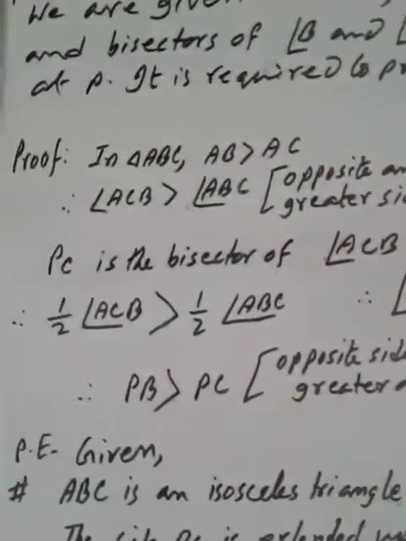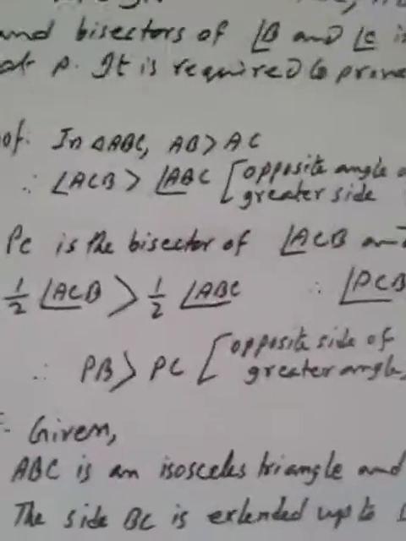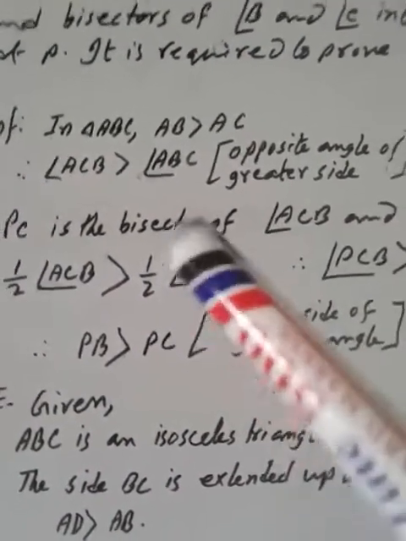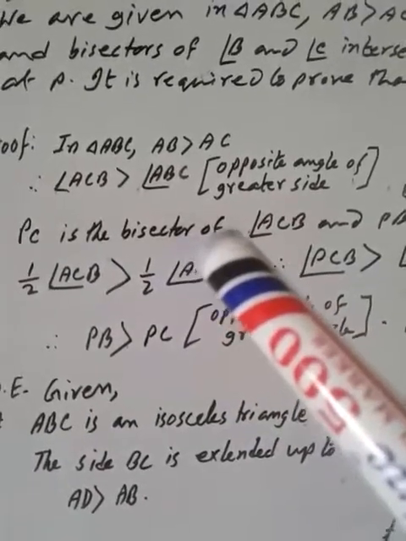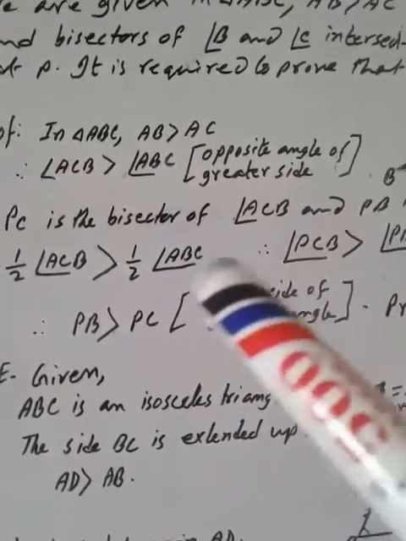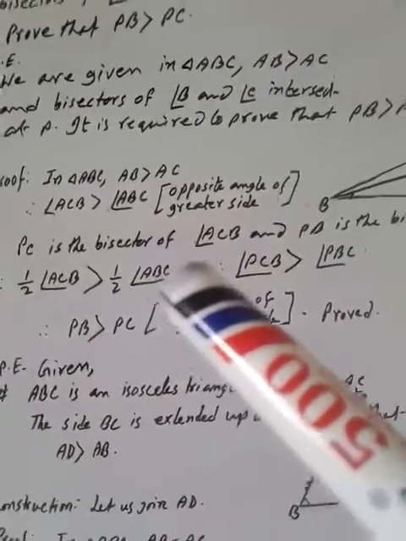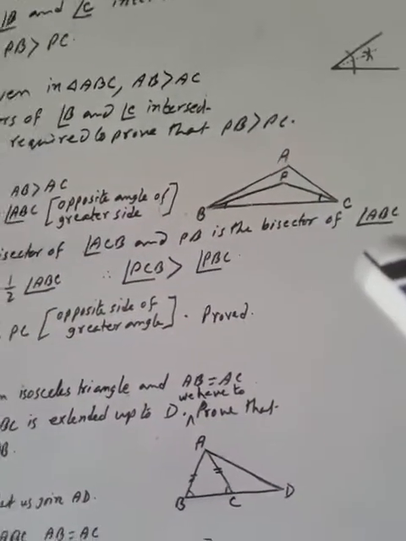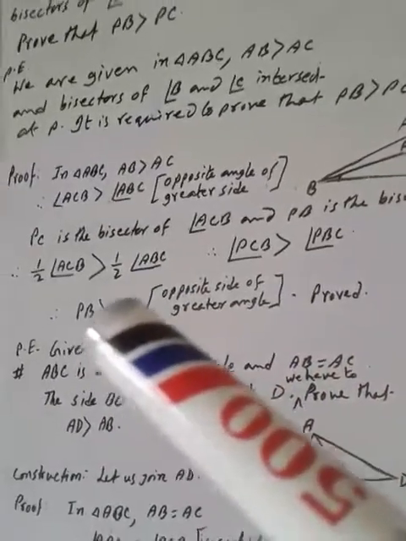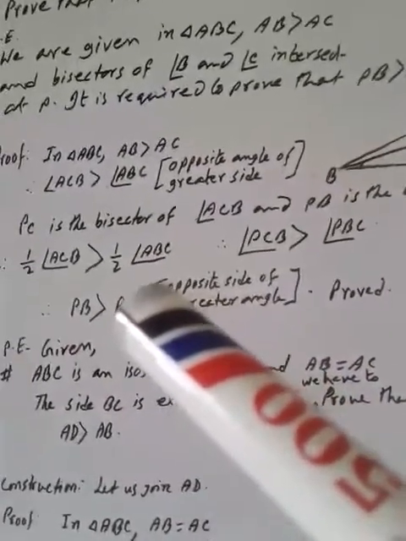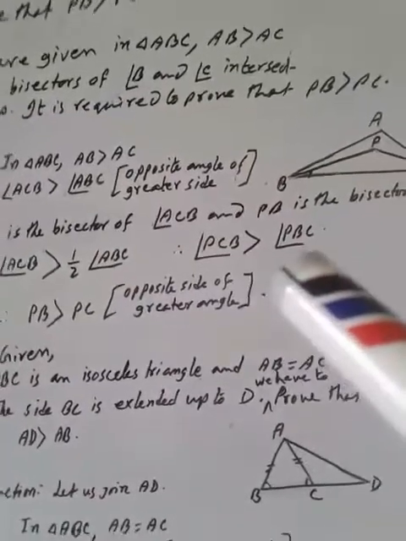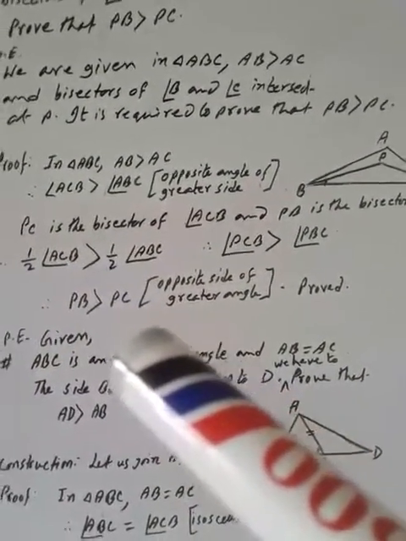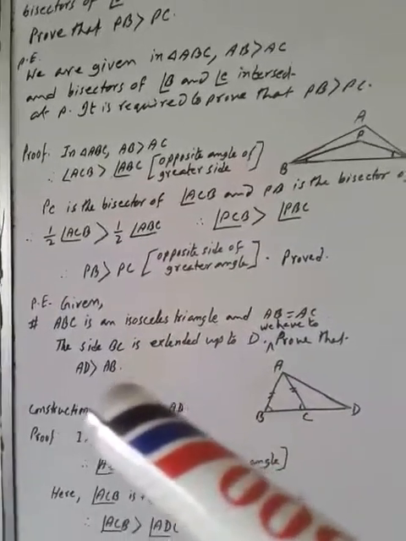And here it is written, see. In triangle ABC, AB is greater than AC, so angle ACB is greater than ABC, opposite angle of the greater side. PC is the bisector of ACB and PB is the bisector of ABC. Therefore half ACB is greater than half ABC. Therefore PCB is greater than PBC. Therefore PB is greater than PC. This is the proof. Next question, see.